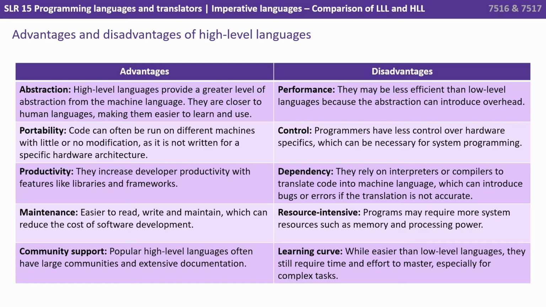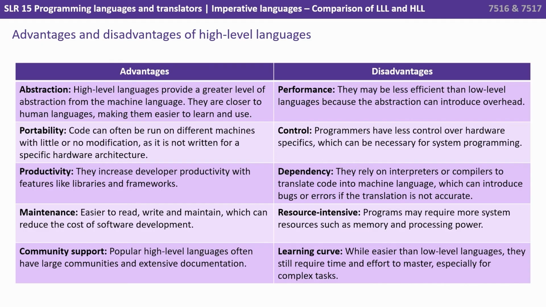So let's look at some of the advantages and disadvantages of high-level languages. Well, first, for abstraction, high-level languages provide a greater level of abstraction from the machine language. They're closer to human languages, making them easier to learn and use. The code can often be run on different machines with little or no modification, as it's not written for a specific hardware architecture. They increase developer productivity with features like libraries and frameworks, and they're easier to read, write and maintain, which can reduce the cost of software development. And also, popular high-level languages often have large communities and extensive documentation.